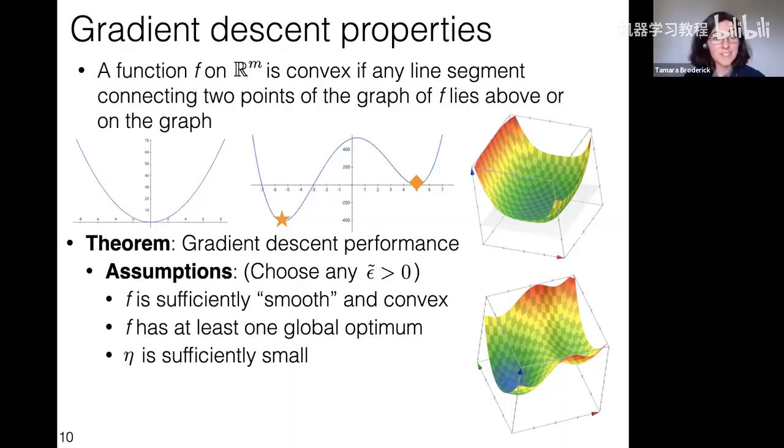Now, eta has to be sufficiently small. You're going to explore in your lab how a big eta can have big problems. But if it's sufficiently small, then this theorem will hold. That doesn't mean it'll hold quickly, but it means it will hold.